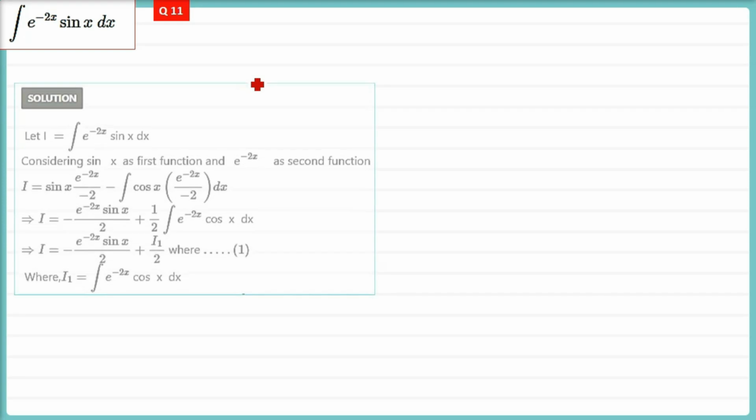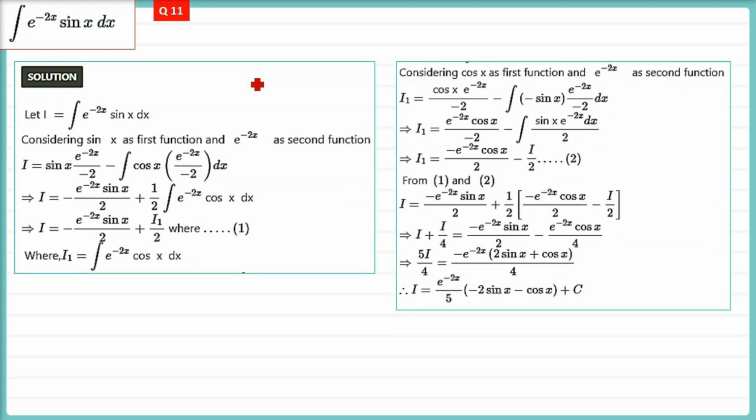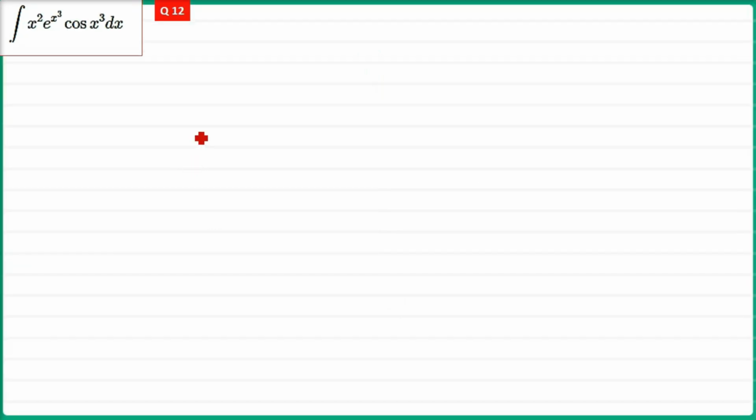If you have any problem, just let me know in the comments and I'm going to solve this again. But if you're following me, then you already know how this question is done. Now you have x square, e raised x cube and cos x cube. So there are three different terms there, but there is something which is common here, which is x cube, because differentiation of x cube can give you x square also.